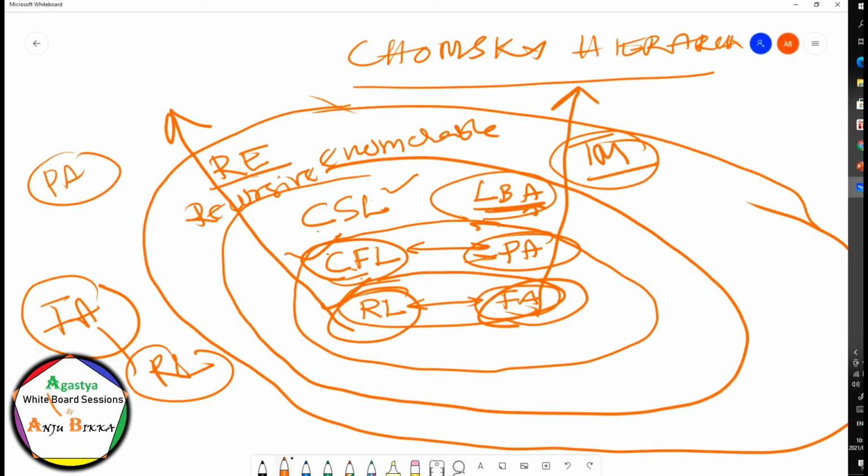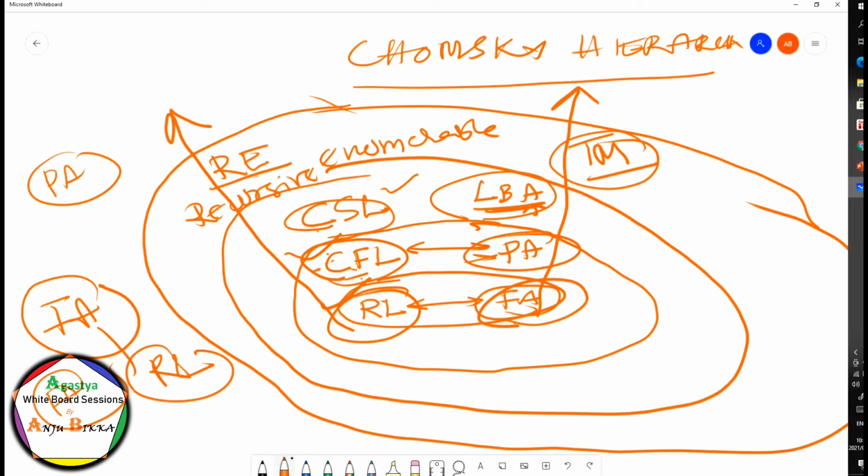Now it comes to finite automata. Do they accept CFL? No. This is not a subset, it is a superset. PDA accepts CSL? Obviously no. LBA accepts recursively enumerable? Obviously no. So this is what you have to be more familiar with, this Chomsky hierarchy.